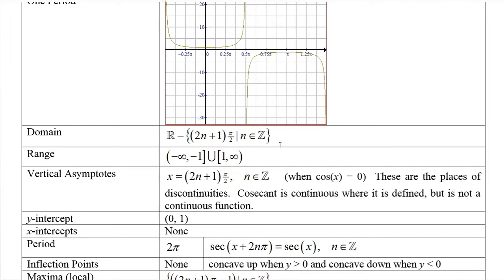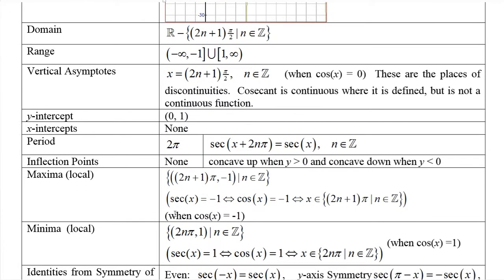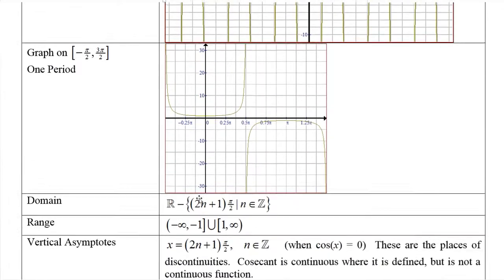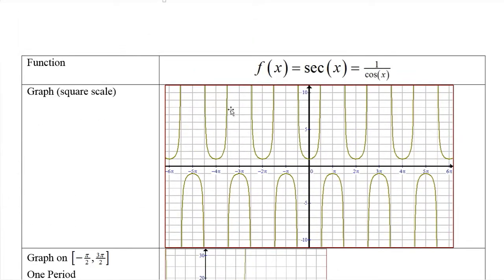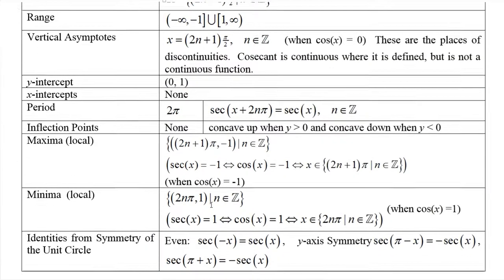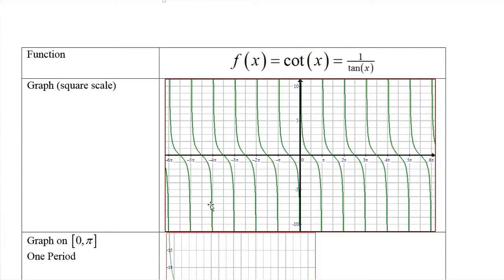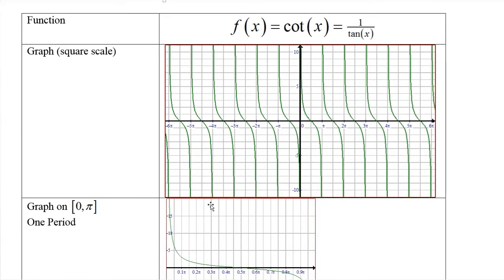It does have a y-intercept here, (0, 1), but doesn't have any x-intercepts. Period is 2 pi. It doesn't have any inflection points. On one piece, it's either all concave up or all concave down. But it does have some maxima or minima.